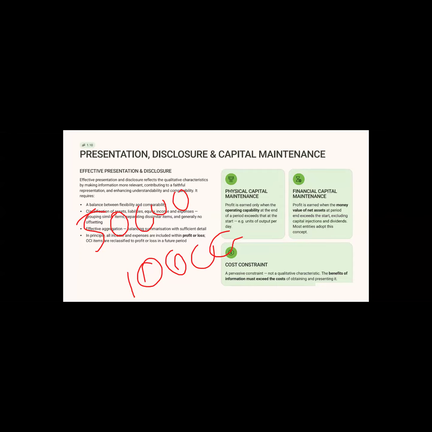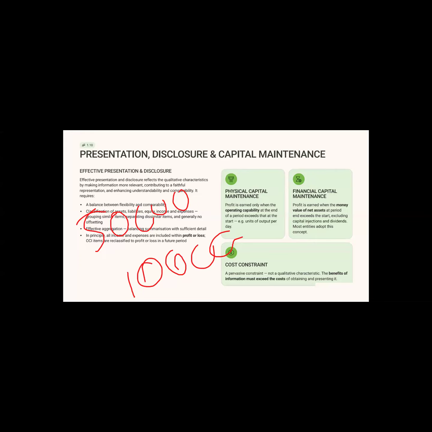That means profit is earned when the money value of the net assets at the period exceeds... That means now, let's say you are telling a particular company is profitable. Based on what you are telling, you are just looking at the net assets. Again, if there is an increment in net assets, we are telling that the company is profitable. So here financial capital maintenance means our net assets.